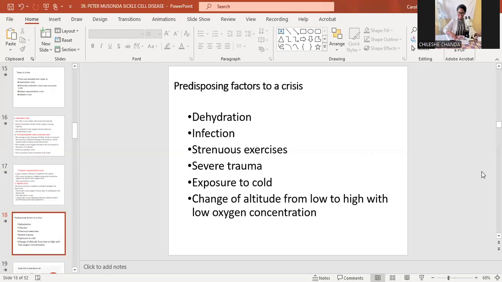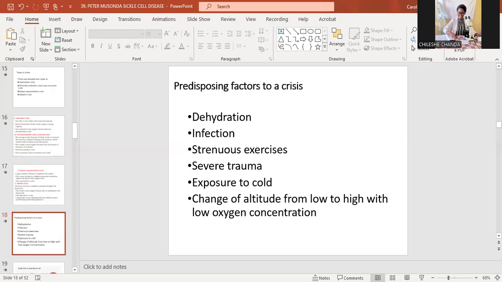Then exposure to cold. Remember there are some organs where blood will be shunted from, because when it is too cold, blood will be shunted away from the extremities so that it does not reach there. This will lead to a crisis because in a patient who has HBS, the HBS will crumple the red blood cells, and so the patient is going to have severe pain.